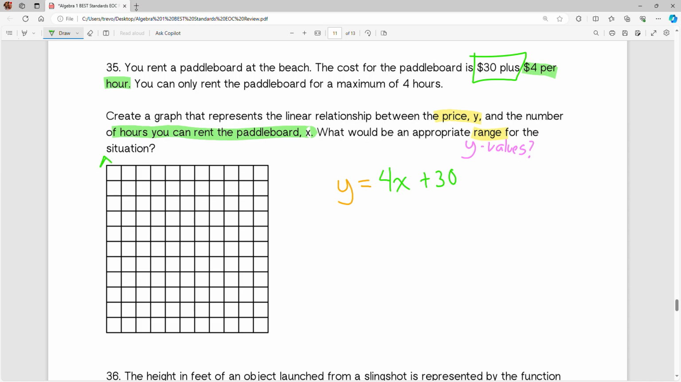So here we go. It's never going to cost you negative money. They're not going to not charge you, and you can't rent a paddleboard for negative hours. And actually the maximum hours, right? You could rent it for 0 hours, 1, 2, 3, up to 4 hours is the maximum. After that, the domain is only from 0 to 4. And the range, when X is 0, our Y-intercept is going to be $30.